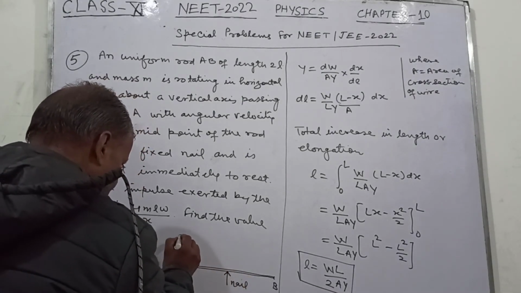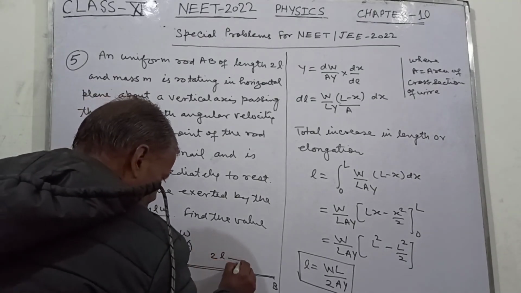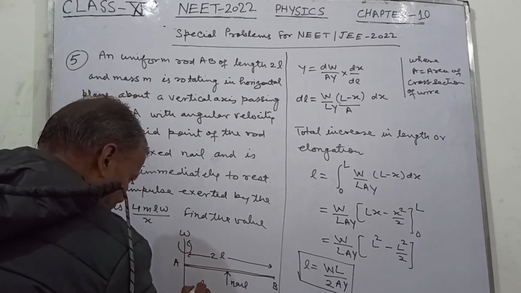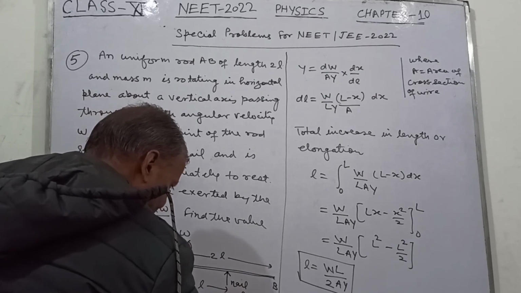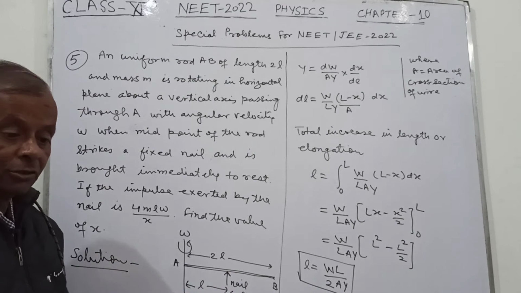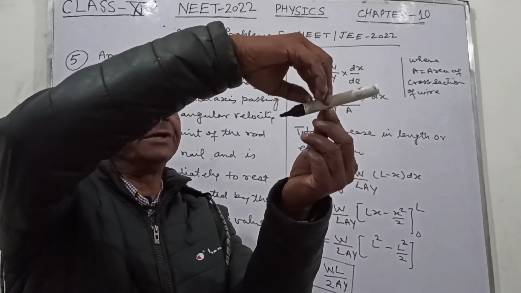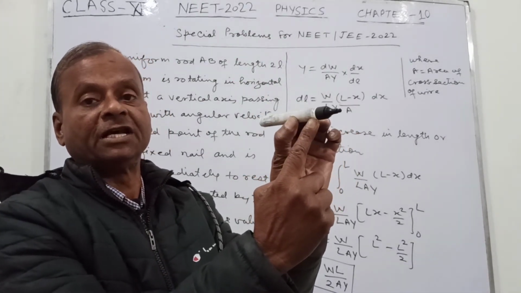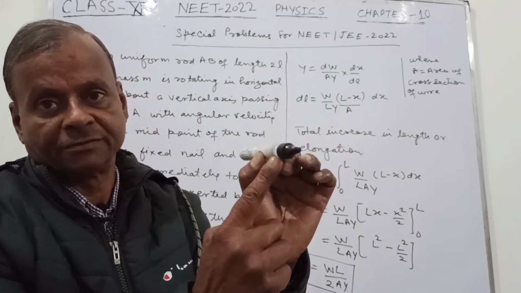This is rotating with the angular velocity omega. Its length is 12, this AB is equal to 12. So definitely now this length will be L, because this nail is at the midpoint. This is now rotating in this way, and here is a nail. So it strikes the nail, and as it strikes the nail, it comes to rest.